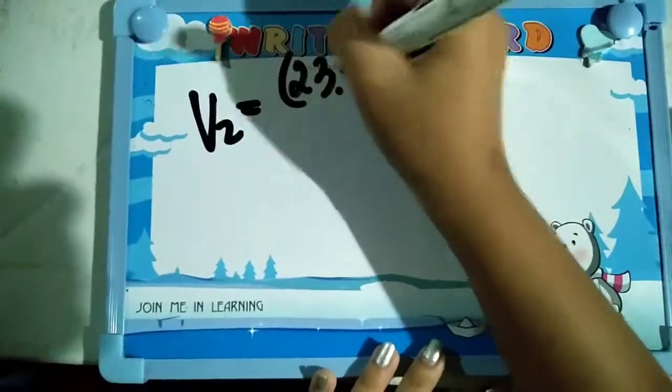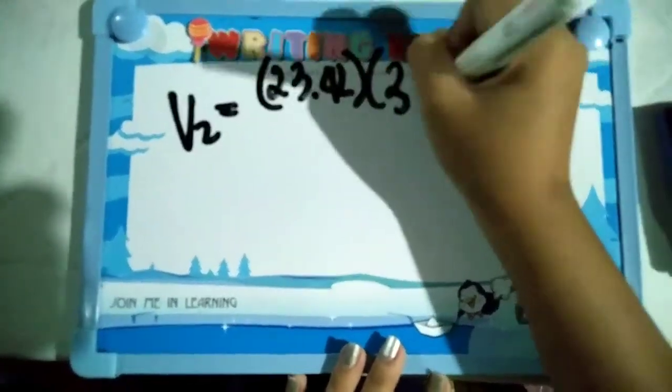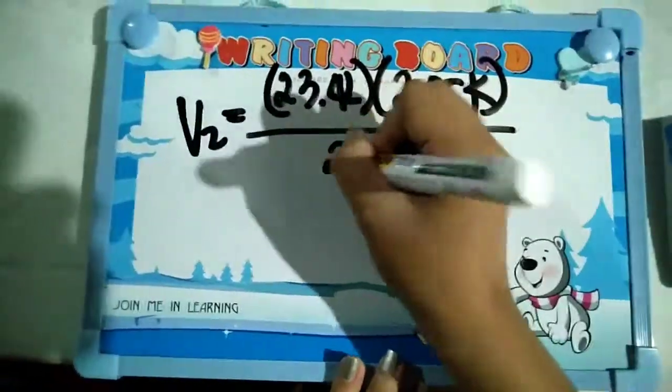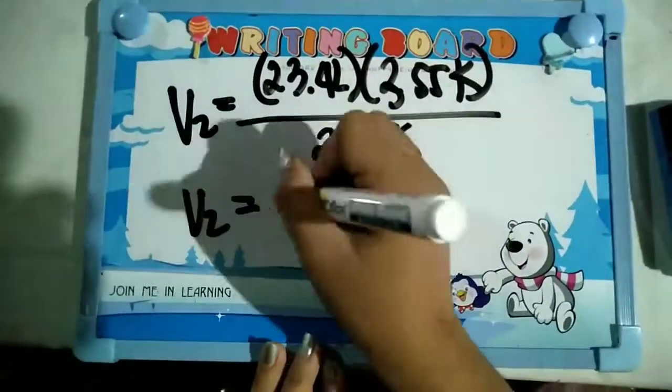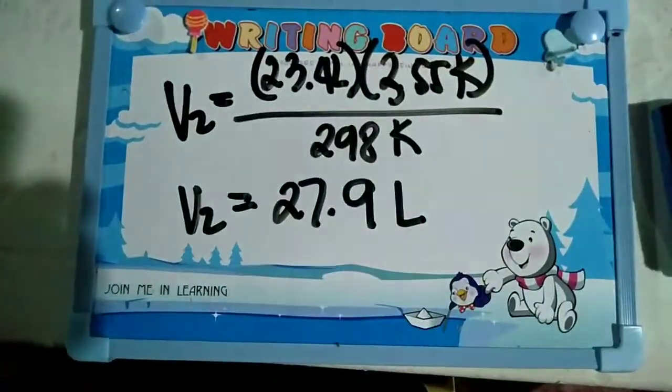Multiply 23.4 liters to 355 Kelvin divided by 298 Kelvin, the answer would be 27.9 liters, which is now the second volume.